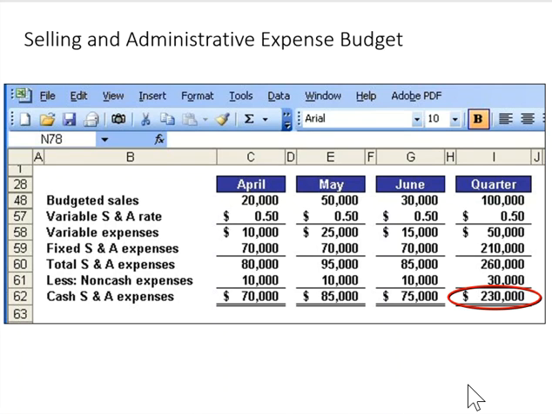And here we can see our selling and administrative expense budget completed. Again, you just take sales times the variable rate, which gives you variable expenses. Add your fixed expenses of $70,000, which don't change for any month, and then subtract the non-cash expenses, which in this case were depreciation. And then we can add across everything to determine what exactly the cash selling and administrative expenses would be for the quarter.